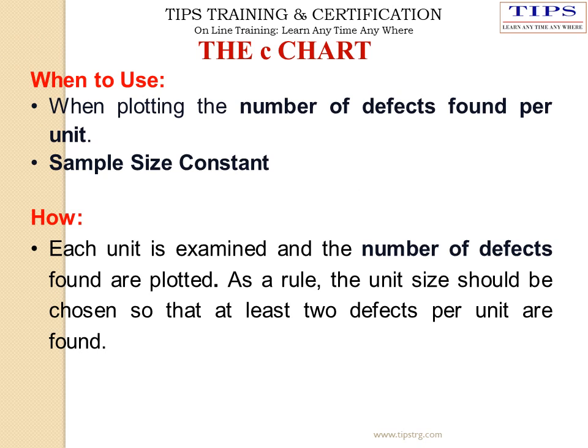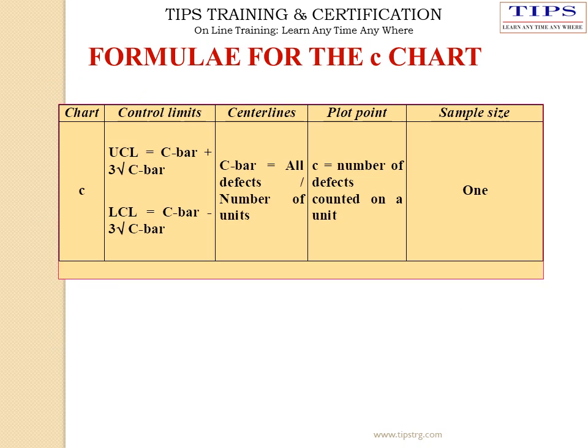C chart. When to use? When plotting the number of defects found per unit. Here, sample size is constant. Each unit is examined and the number of defects found is plotted. As a rule, unit size should be chosen so that at least 2 defects per unit are found. The formulas for the C chart, that is the upper control limit and lower control limit, are given here.